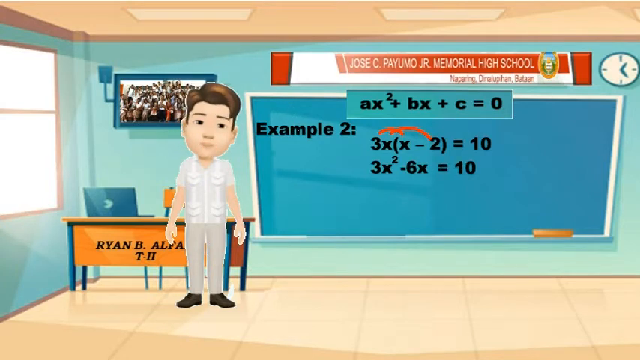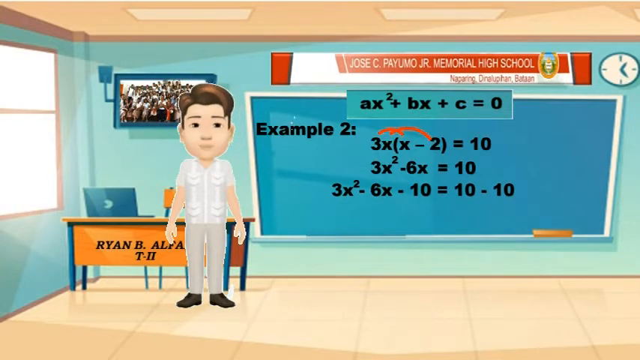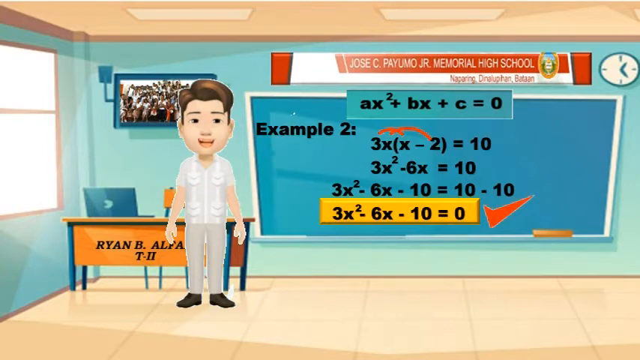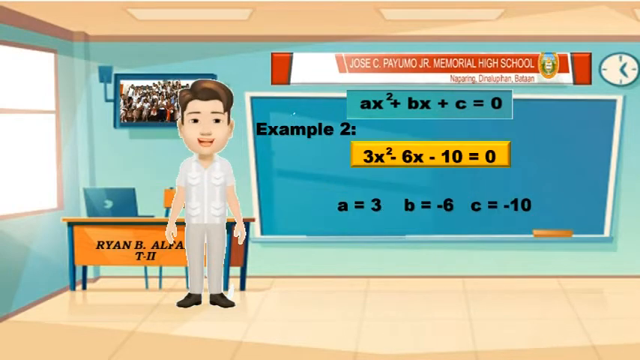Next, how can we eliminate 10? Yes, by subtracting 10 on both sides. So we'll be having 3x squared minus 6x minus 10 is equal to 10 minus 10. On the right side, 10 minus 10 is equal to 0, so therefore we will have 3x squared minus 6x minus 10 is equal to 0. And that will be our standard form. We can now identify the value of a, which is 3, the value of b is negative 6, and the value of c is negative 10.